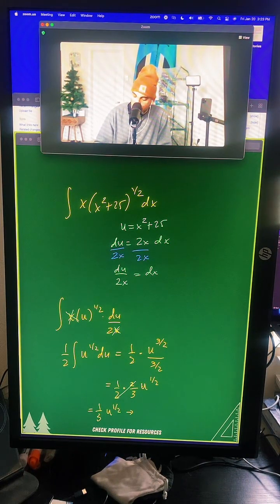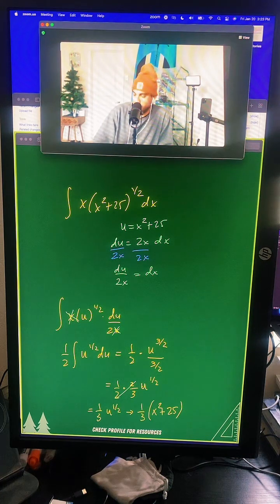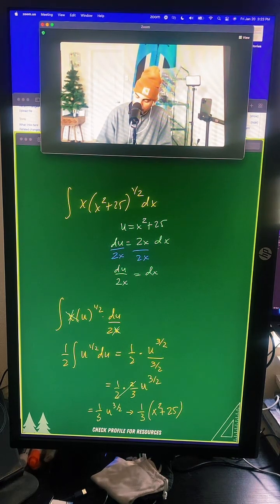And now I'm going to plug the value of u back in. So I have 1/3 (x squared plus 25). I realized that instead of 1/2, it should have been 3/2. My bad, guys. And then obviously, don't forget your plus c.